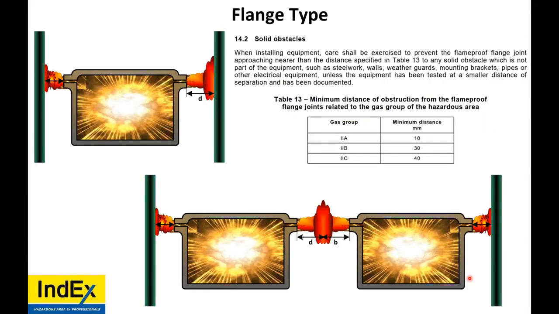Now, when it comes to flange type, when we put it close to a solid object, we're told that you have to have a gap of 10 millimeters for 2A, 30 millimeters for 2B, and 40 millimeters for 2C. Now, I have a question. What if you have two flange types right next to each other? What would the distance between them have to be?